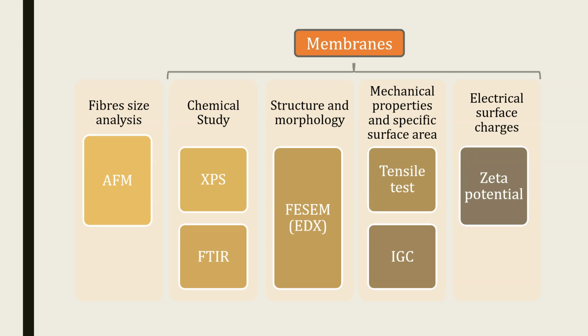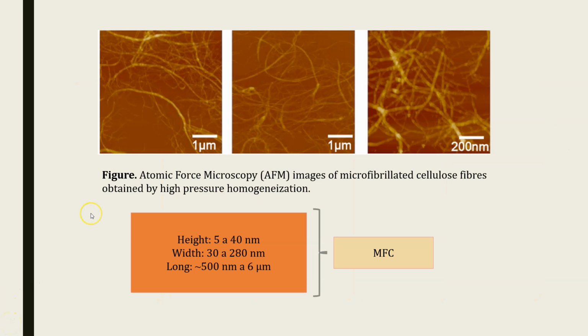In the case of electrical surface charge, we study it through zeta potential. Atomic force microscopy shows the image obtained from the fibers through high pressure homogenization. From this it was possible to obtain information about their size distribution through the height, width, and length, and to identify that these fibers correspond to microfibrillated cellulose.